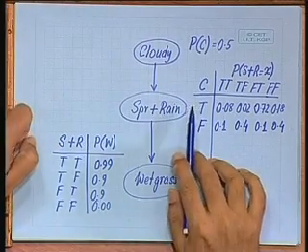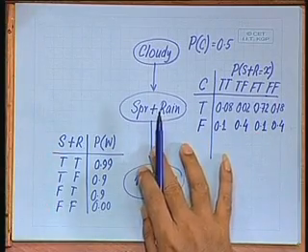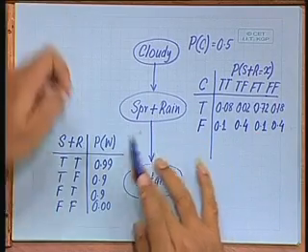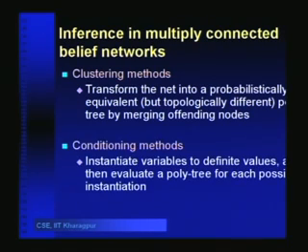Now, having done this, we have converted the multiply connected belief network into a singly connected network, right. Then we use the same algorithm as we have done. Okay. So, that is one approach, right, to handling multiply connected belief networks.